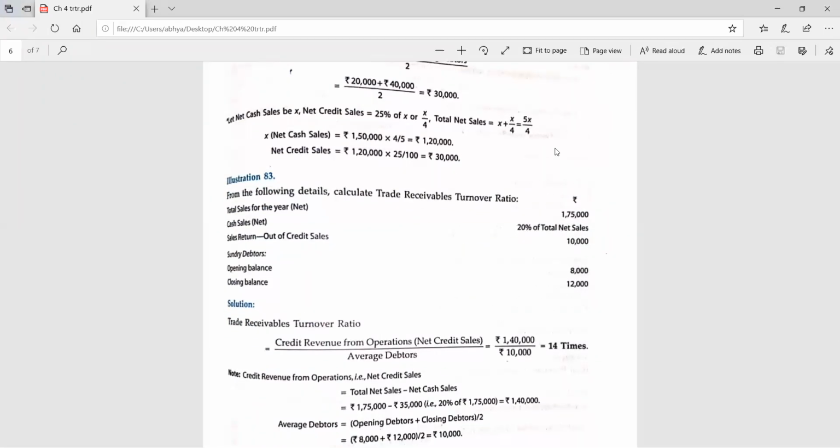So the total net sales, credit sales, we will find out: 1,75,000 minus cash sales 35,000, which is equal to 1,40,000.